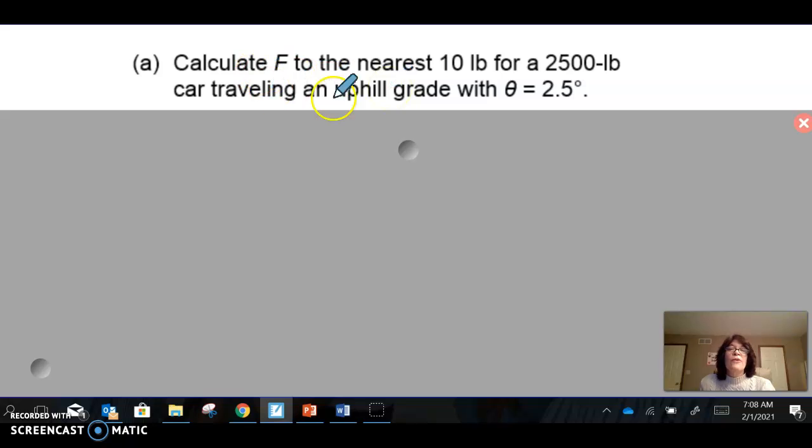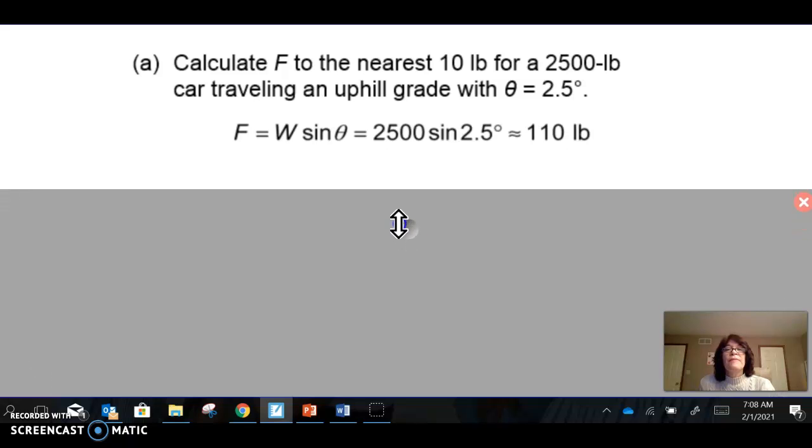So there'll be a couple in your homework where I ask you to calculate force. This is a 10-pound vehicle. Or no, the force is 10 pounds. Well, that'll be a light vehicle, huh? It's a 2,500-pound car traveling uphill. It gives you all the information you need to find the force. We're finding the force to the nearest 10 pounds.